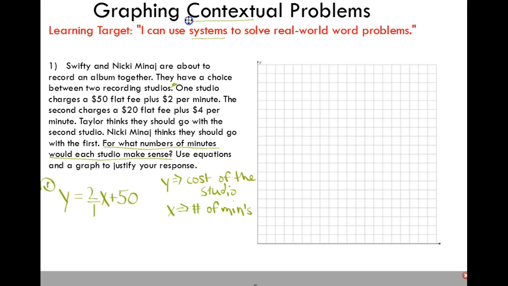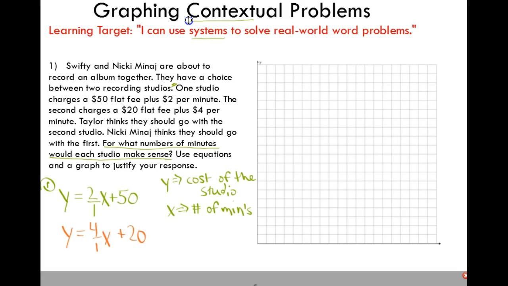For studio 2, I use a different color here. It is a $20 flat fee, so it's less up front, and $4 a minute. I think these studios are for people who were only going to record for like an hour. Alright, so we got to graph these now.